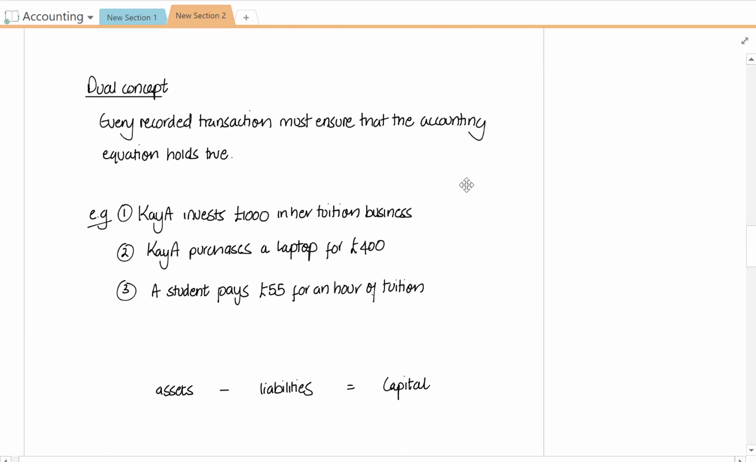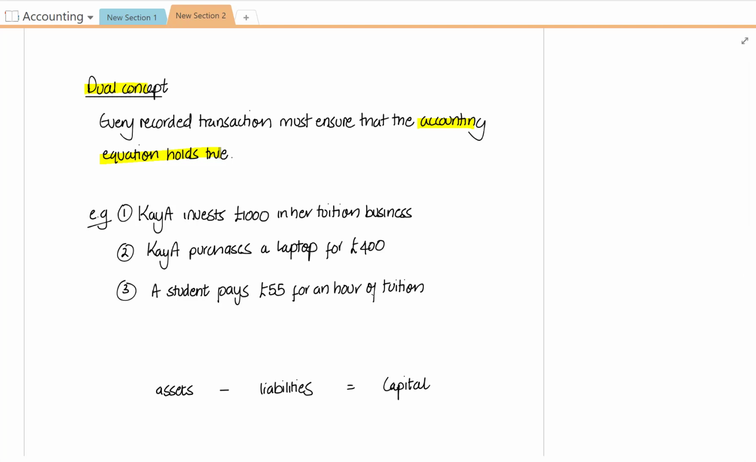Now, the dual concept is simply the idea that for any given transaction, the two sides of the accounting equation must always hold true. The idea of dual does not imply that every transaction has to have two entries, because what you'll learn is that often there are more than two entries to make for an accounting transaction. The idea of dual is simply that both sides of the equation must always hold true.